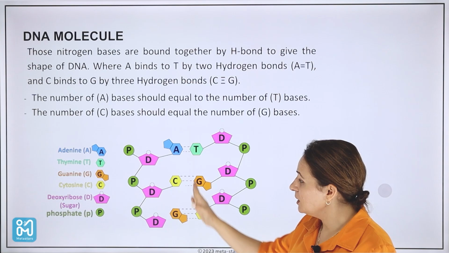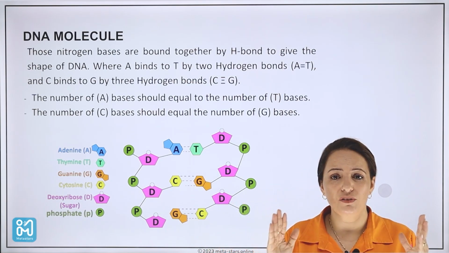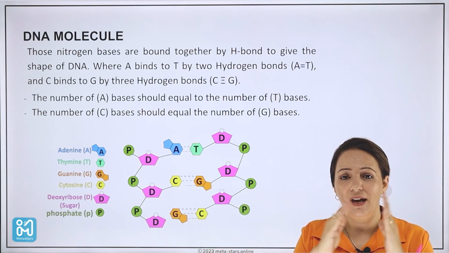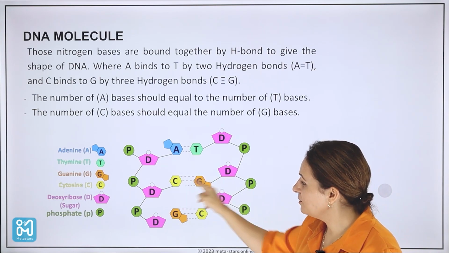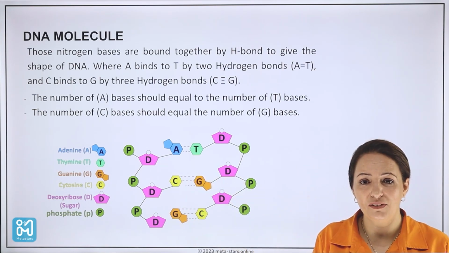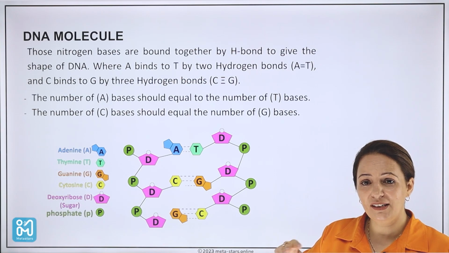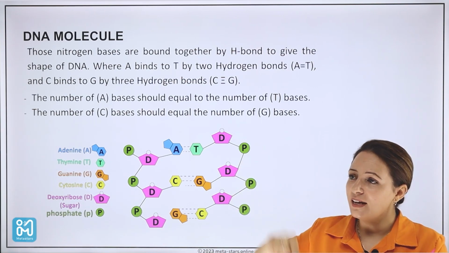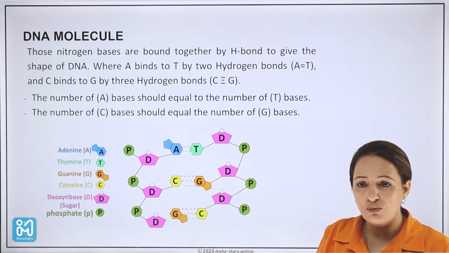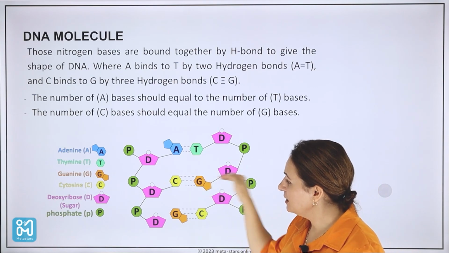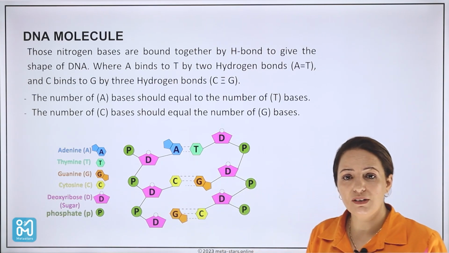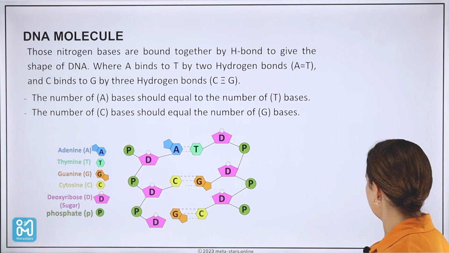And this is what keeps the two strands of DNA intact together, forming the ladder, or the twisted ladder, that we have talked about. So when we look at the DNA, we can see that there are two strands and we have the lines in between. And these lines are basically the hydrogen bonds that are connected in here.